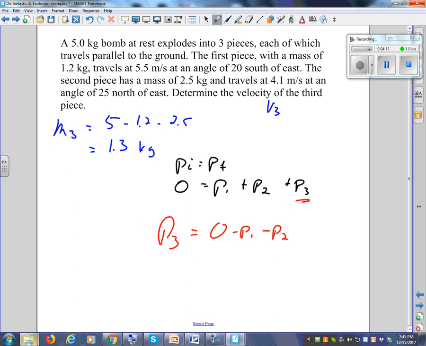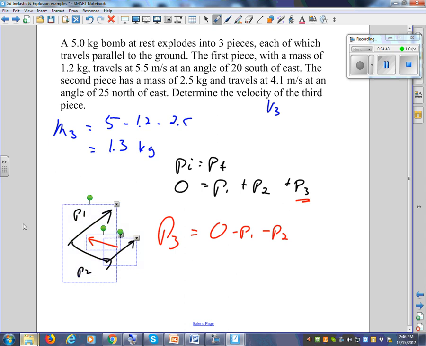I mean, I guess you could say that P1 plus P2 equals minus P3, right? That makes sense. It's kind of like the equilibrium kind of thing. Like if P1 is like this and P2 is like that, they would have to add up to give you the third one. It'd have to be the sum of those, right? You could look at it that way too. It's all kind of how you want to look at it.